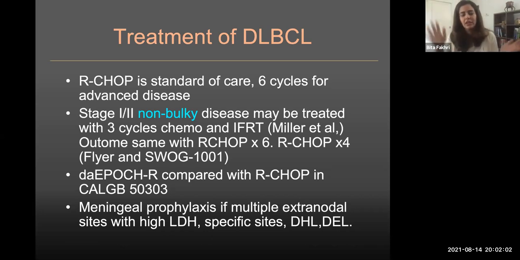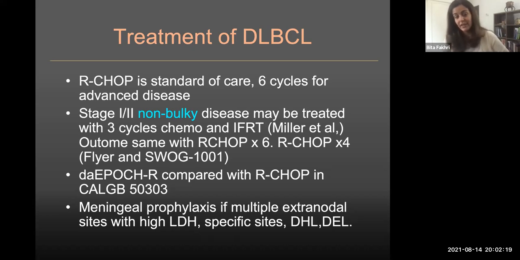The curves were totally overlapped, which means there was no difference in outcomes. But that study was not powered to answer the question of double hit lymphoma because they didn't have enough double hit lymphoma patients to make that determination.